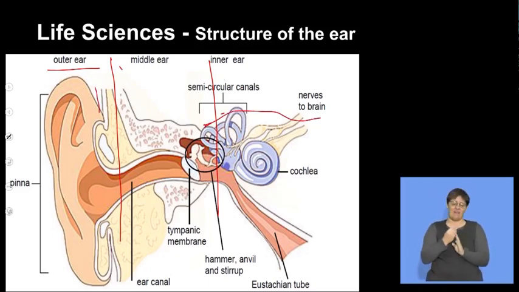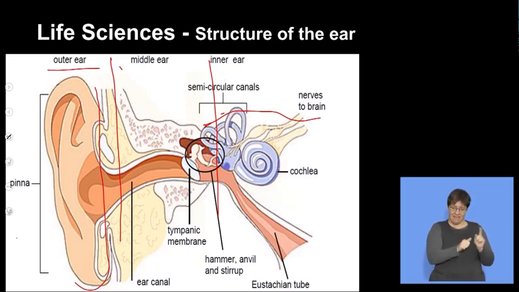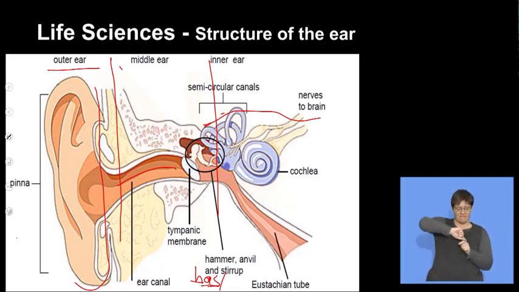Then we've got the outer part that we know is made up of cartilage, that is your pinna. And we've got the ear canal. We've got the three bones here that are called the hammer, anvil, and stirrup. Easy to remember them: HAS. That is the sequence. The first one is the hammer, then the anvil, then the stirrup, or you may use the scientific words that we'll come across as we continue with our lesson. Then we've got the semicircular canals here, these three canals.